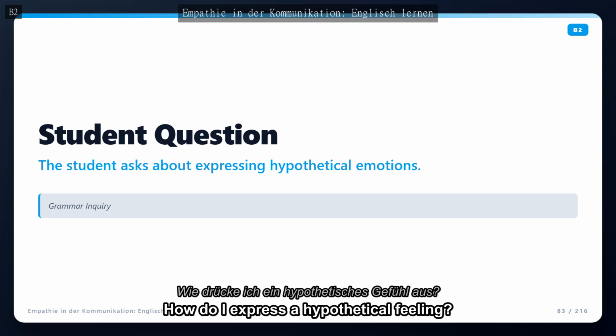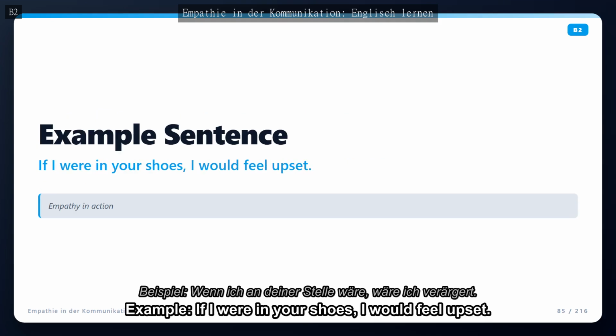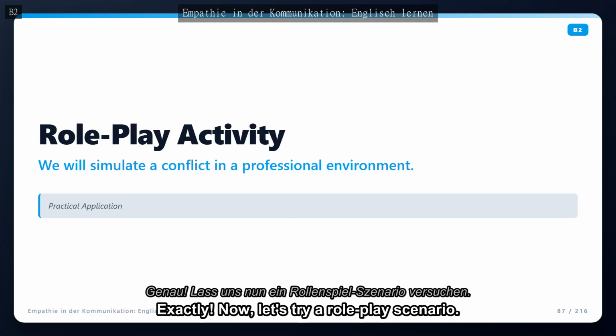How do I express a hypothetical feeling? You should use the second conditional. Example, if I were in your shoes, I would feel upset. So, which shows the result of the condition. Exactly. Now, let's try a role-play scenario.